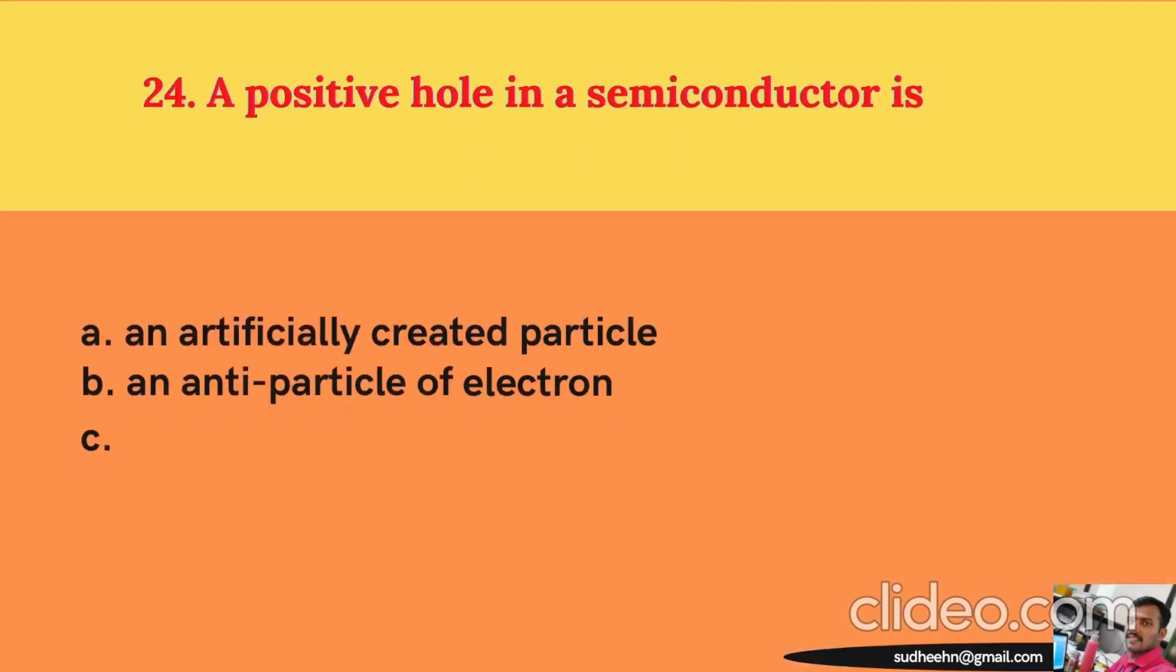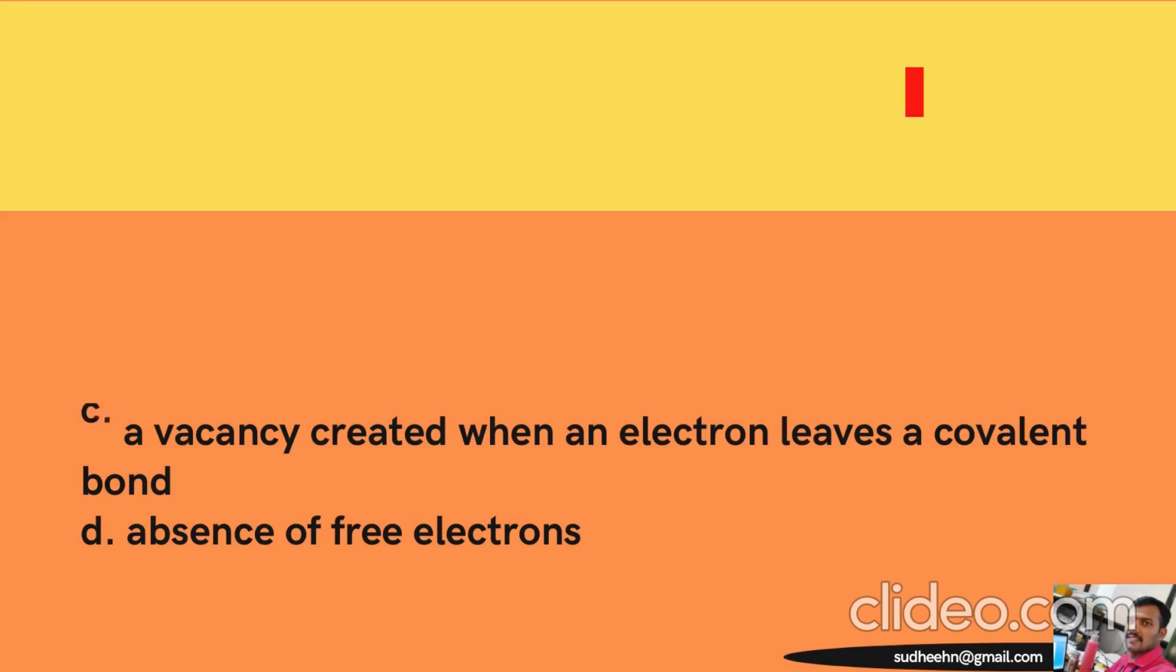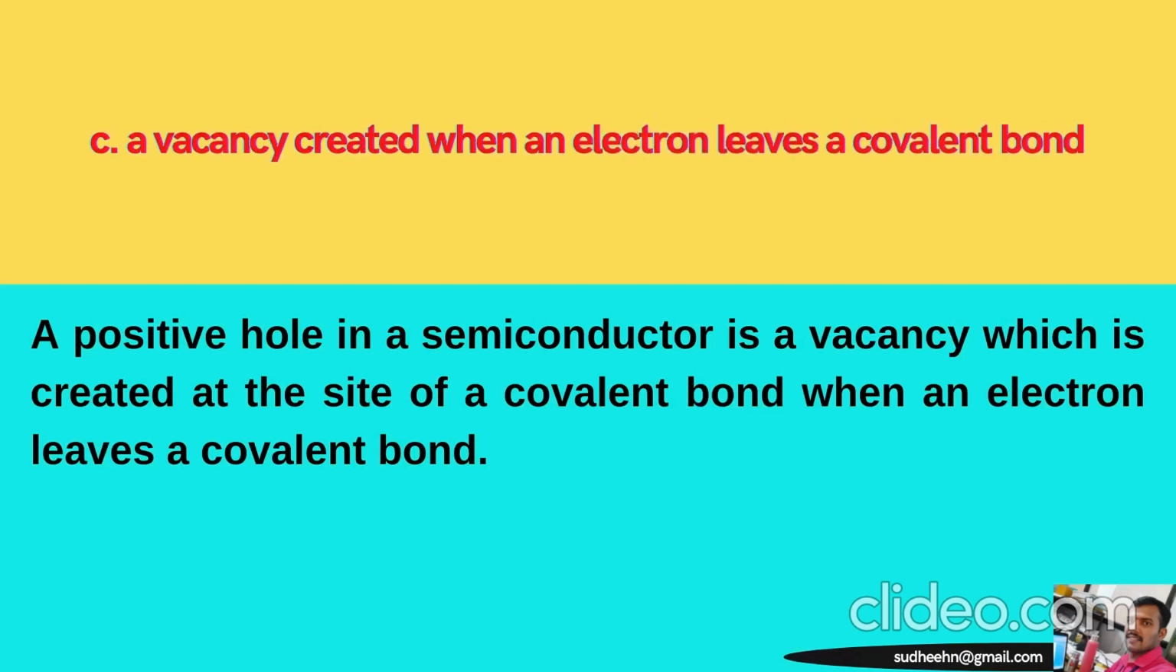Next question, number 24. A positive hole in a semiconductor is: option A, an artificially created particle; B, an antiparticle of electron; option C, a vacancy created when an electron leaves a covalent bond; and option D, absence of free electron. And the answer is option C, a vacancy created when an electron leaves a covalent bond. Reason: a positive hole in a semiconductor is a vacancy which is created at the site of a covalent bond when an electron leaves a covalent bond.